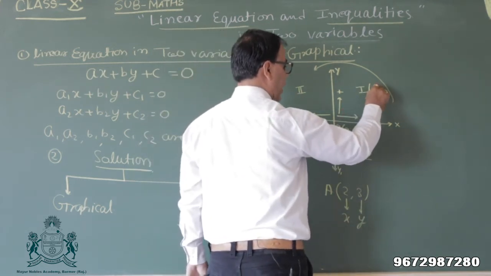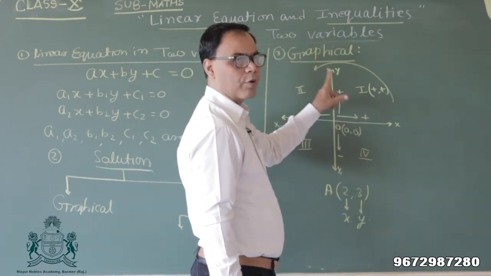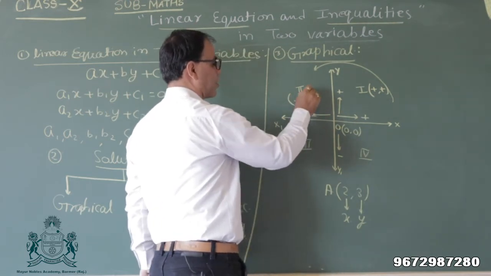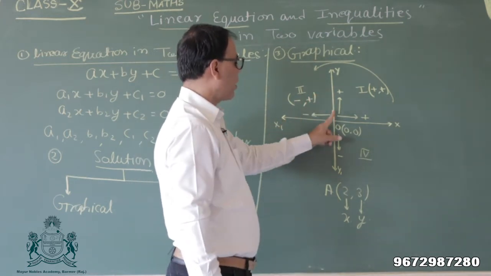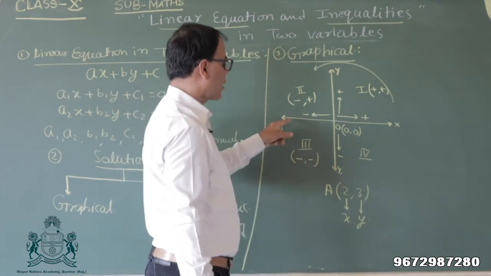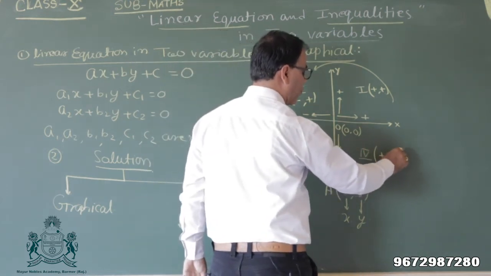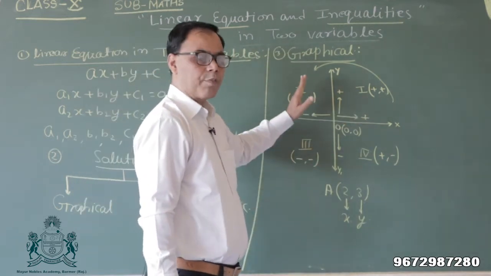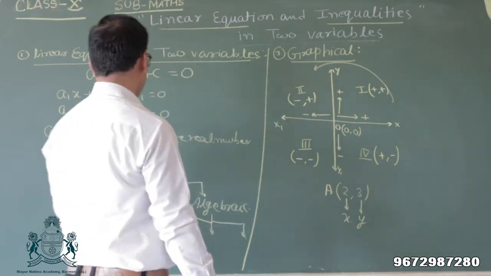First quadrant: x positive and y positive. Second quadrant: x negative and y positive. Third quadrant: both are negative, x negative, y negative. Fourth quadrant: x positive, y negative. Divided into four quadrants, first, second, third and fourth, according to sign.